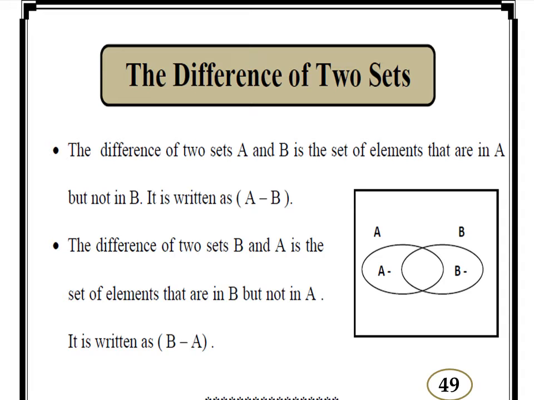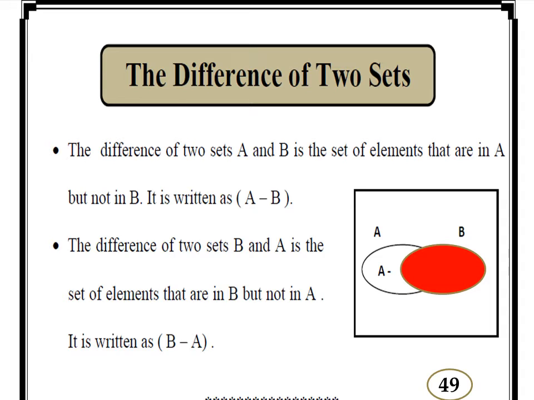The difference of two sets B and A is the set of elements that are in B but not in A. This time it's written like B minus A or B dash A. So here, if I cover B, this means it's the first one, which is A minus B. So I am going to write the elements that are in A but not in B, which means we cover the common elements between them.